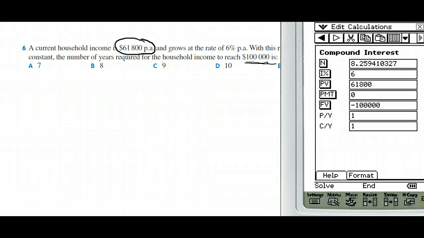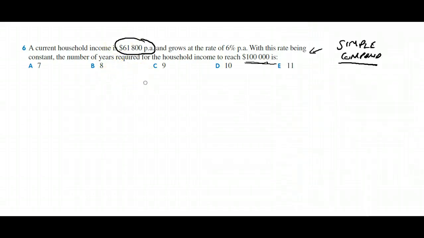Now, since we need to get up to 100,000, after 8 years, it's not going to get us there. So we're going to need a 9th year. That's this extra 0.25, but it's only part of the 9th year, but we have to round up. We can't round it down because 8 years won't get us to 100,000. So we have to round it up to 9 years, which would suggest it's that one.